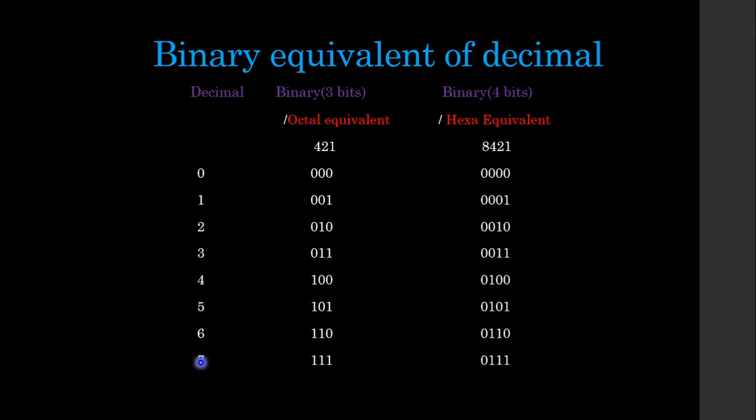And then when you want to write 7, it is actually 4 plus 2 plus 1. We need all the positions, so 4 plus 2 plus 1 is 7, so 1 1 1. This is how the octal equivalent will be returned from the decimal values.